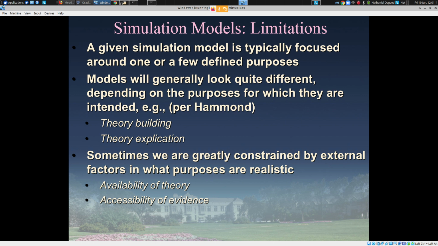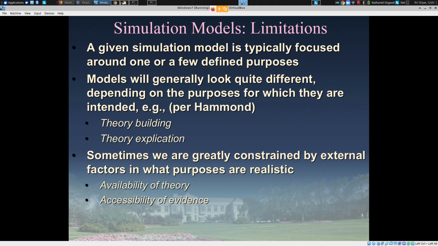A given simulation model has big limitations, though, and modeling as a whole has limitations. A given simulation model is typically focused around one or a few defined purposes. It's not something you can use for any old purpose. It's very important when you have a simulation model to know what is its legitimate sphere of use. And it's built for purpose, for certain goals, to support certain things and not others. And you want to be very careful about it because the output may look similar in what it produces in general terms to another model that's built for a very different purpose. And you can't necessarily assume that they have the same goal.